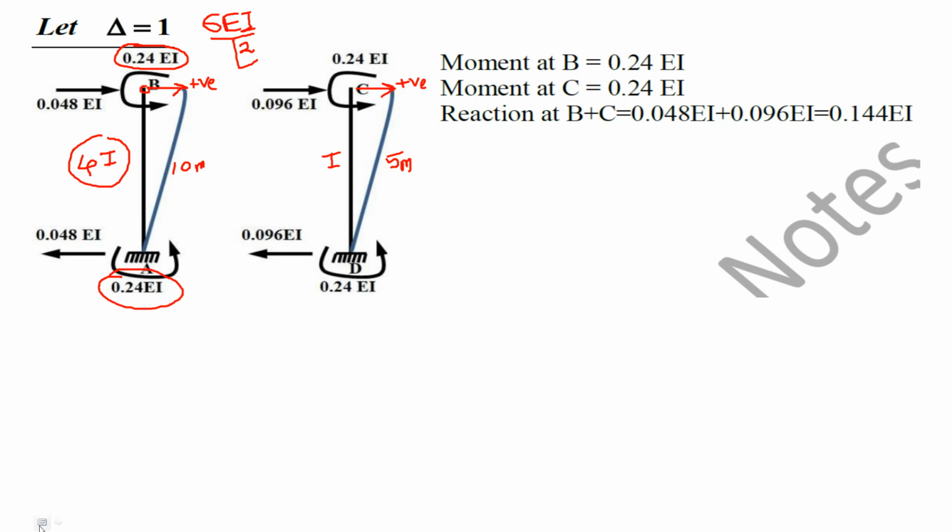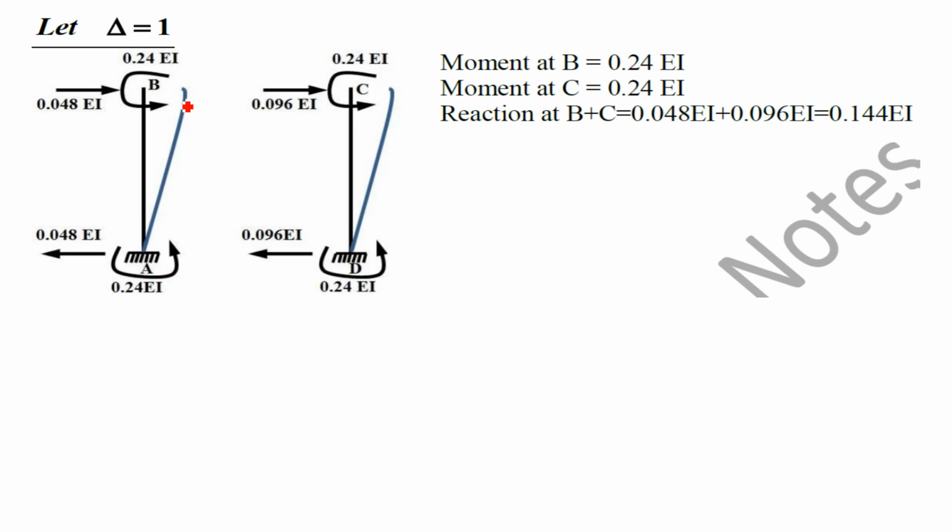Now one more thing, how to decide the nature of this moment, which we already discussed. If you are confused about the direction of the moment, draw an arrow in the direction of displacement and bend that arrow outside the beam. You will get the nature: it is anti-clockwise at both the ends. In both the columns it will be anti-clockwise. So this is the moment in the column.